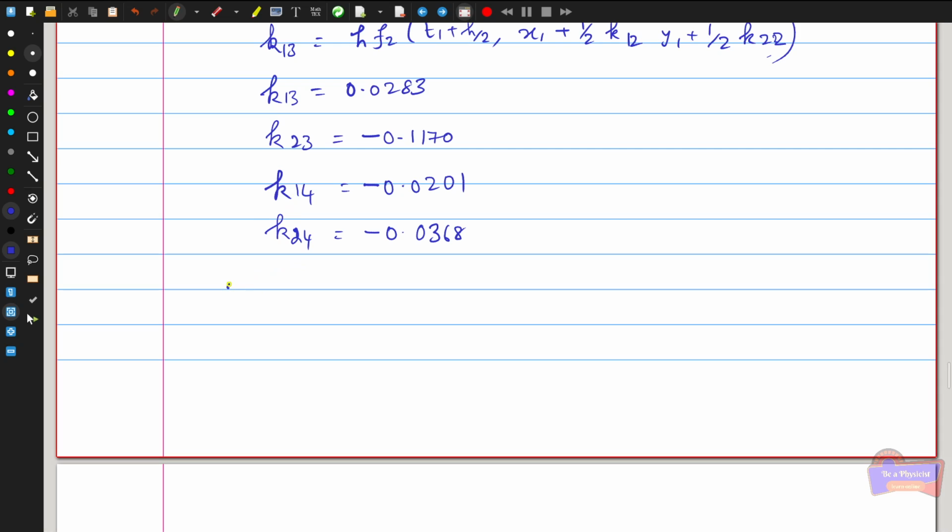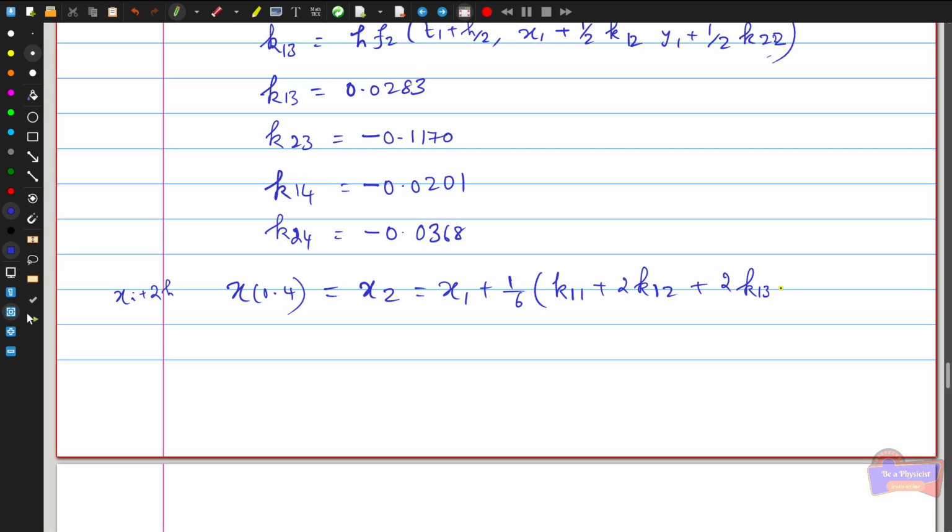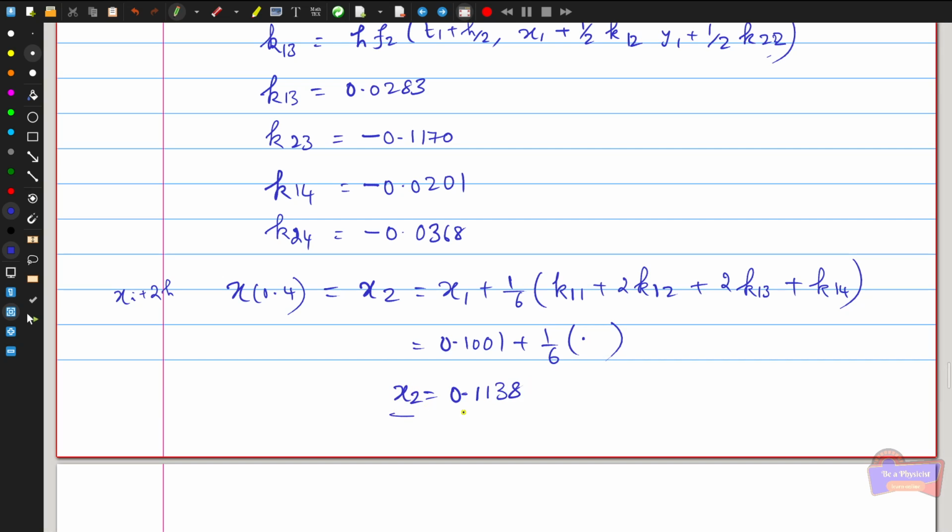I can calculate the point at x equal to 0.4. That means x of xi plus 2 times of h. So I can get x of 0.4, which is equal to x2, that is x1 plus 1 by 6 times of k11 plus 2 times of k12 plus 2 times of k13 plus k14. So I can substitute the values, whereas the x1 value is 0.1001 plus 1 by 6 times of the values of this k1, k2, k3 and everything. The final value is equal to 0.1138. That is the value of x2.